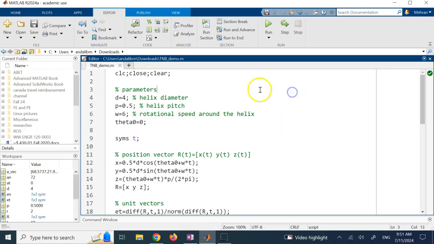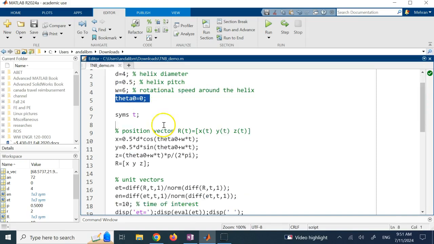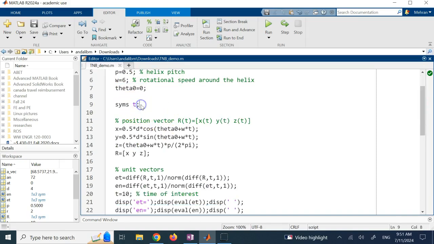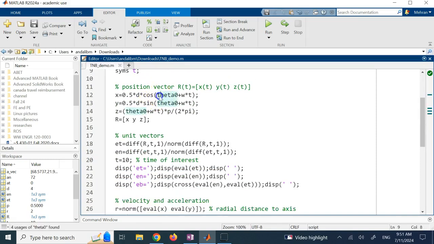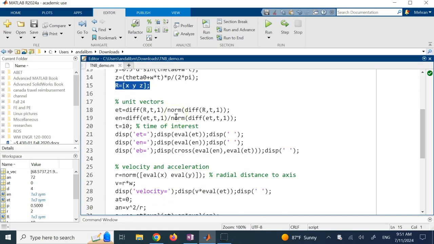So this is in MATLAB. D is 4, P is 0.5, so here we just go with some numbers. Omega is 6, and here we assume standard units, so these are like meters, and this is like radians per second, and this is in radians. We define a symbolic parameter time, and this is my theta, inside the parentheses, so d over 2 cosine theta is x, d over 2 sine theta is y, and theta times p divided by 2 pi is z. Combine them into a vector, that's a symbolic vector r.